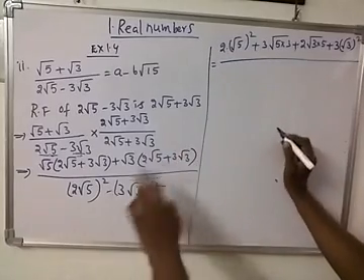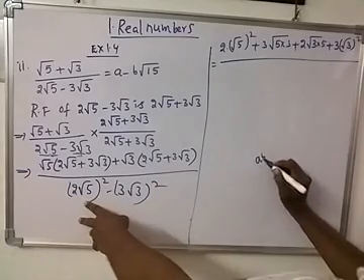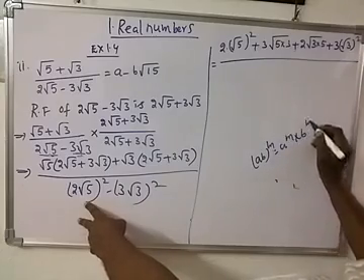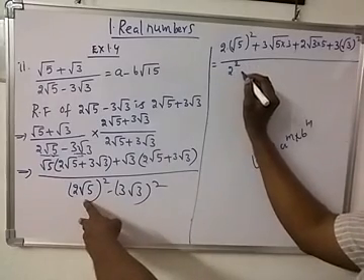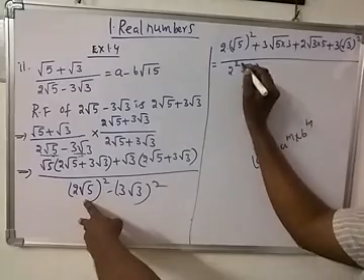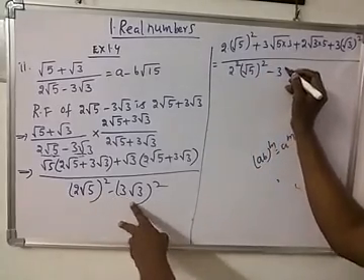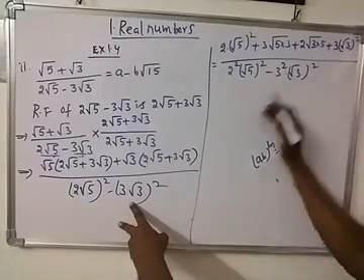So this is in the form of (AB)^M. A into B whole to the power of M is equal to A^M into B^M, that is 2² into (√5)², minus, in the same way, 3² into (√3)².